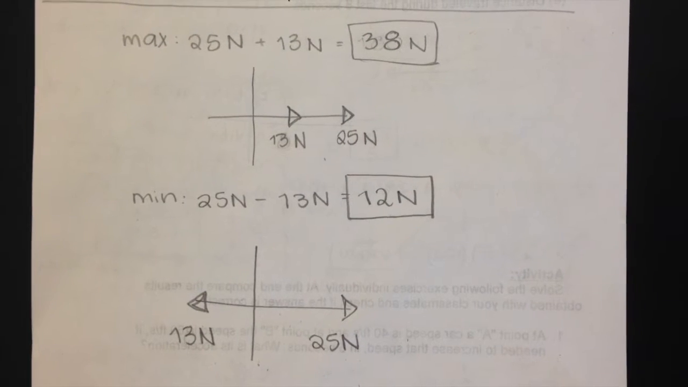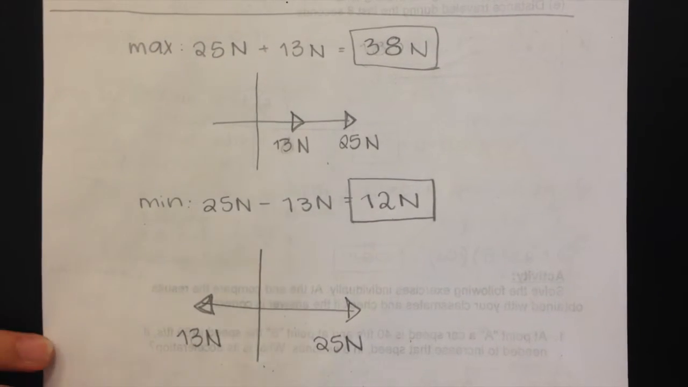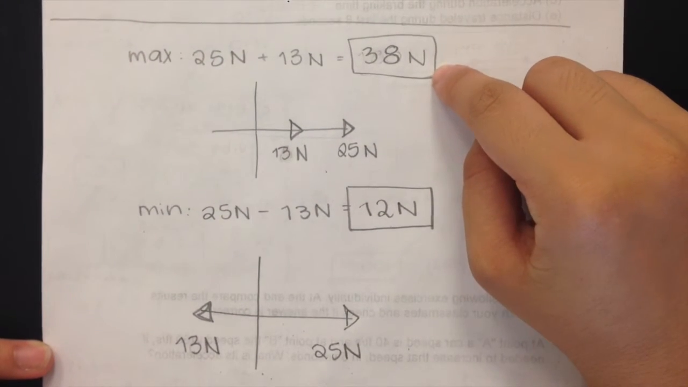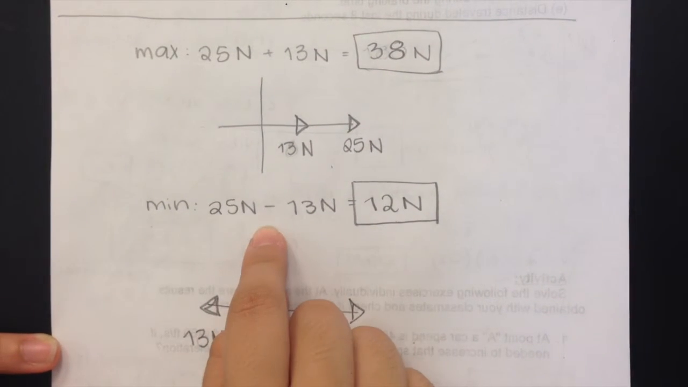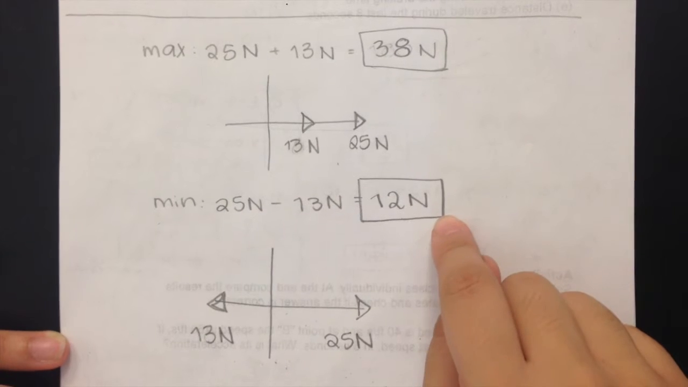For this problem, we just did a summation of the two quantities they gave us and got 38 newtons. And with the minimum, we just subtract 13 newtons from 25 and got 12 newtons.